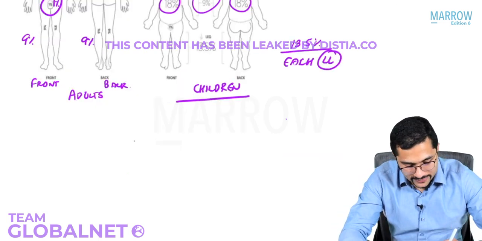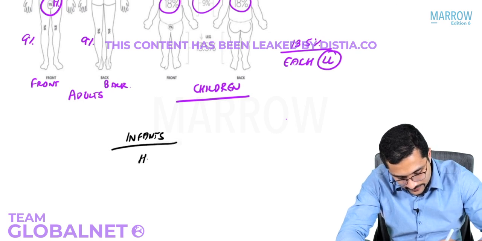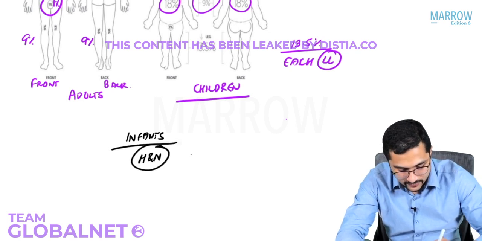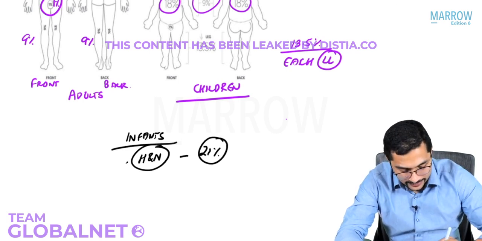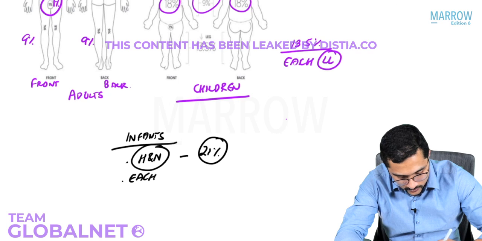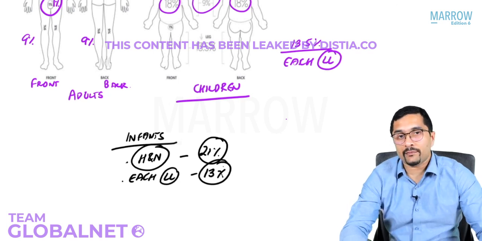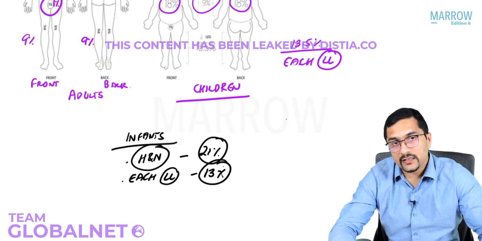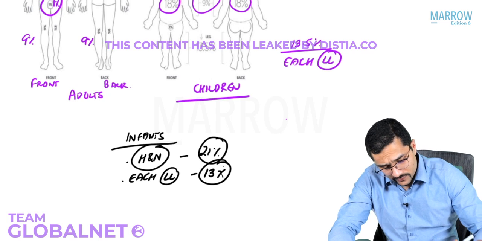You should also know that in infants, head and neck will form 21% body surface area and each lower limb is 13%. So this is for infants. This is another update which has been mentioned in the latest Sebastian.